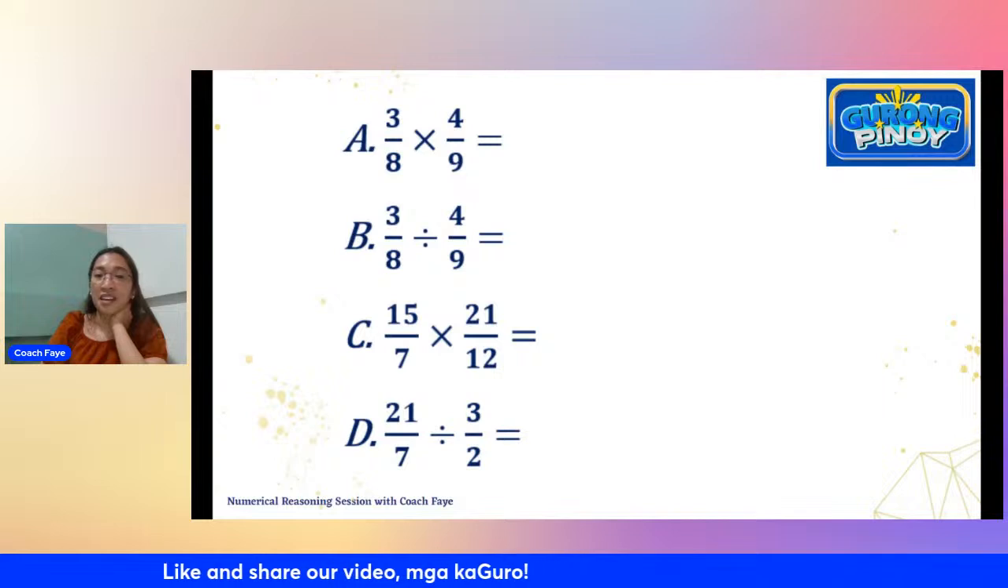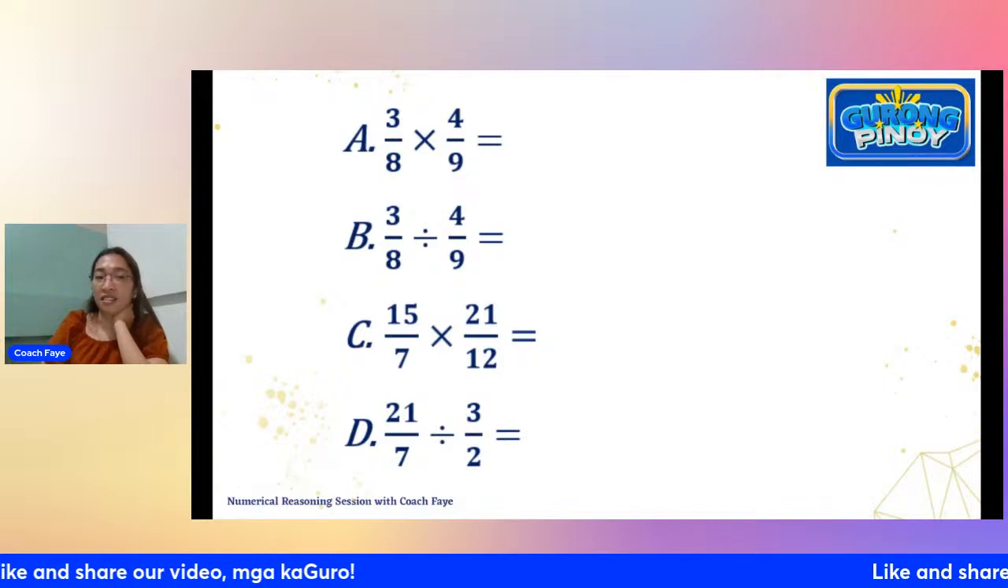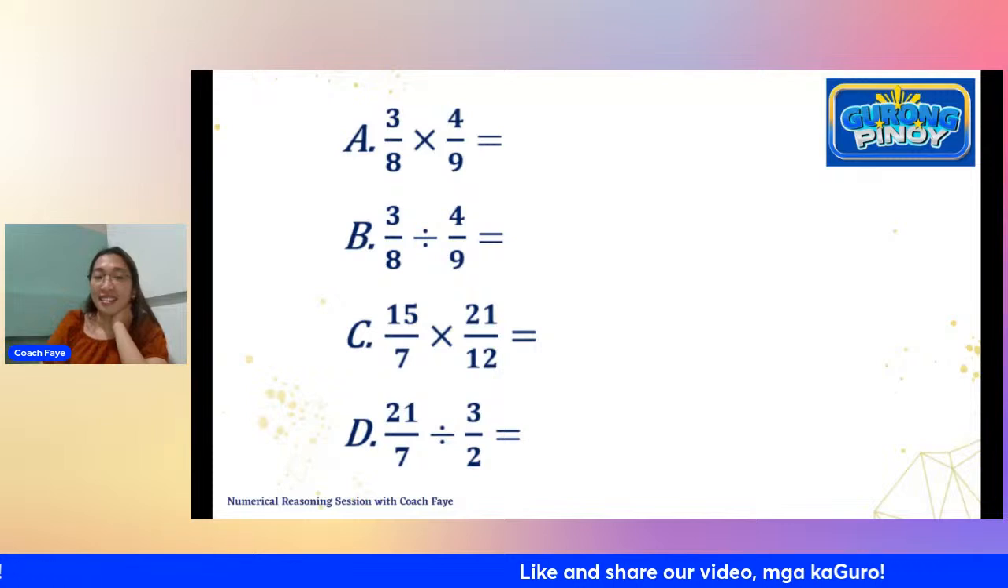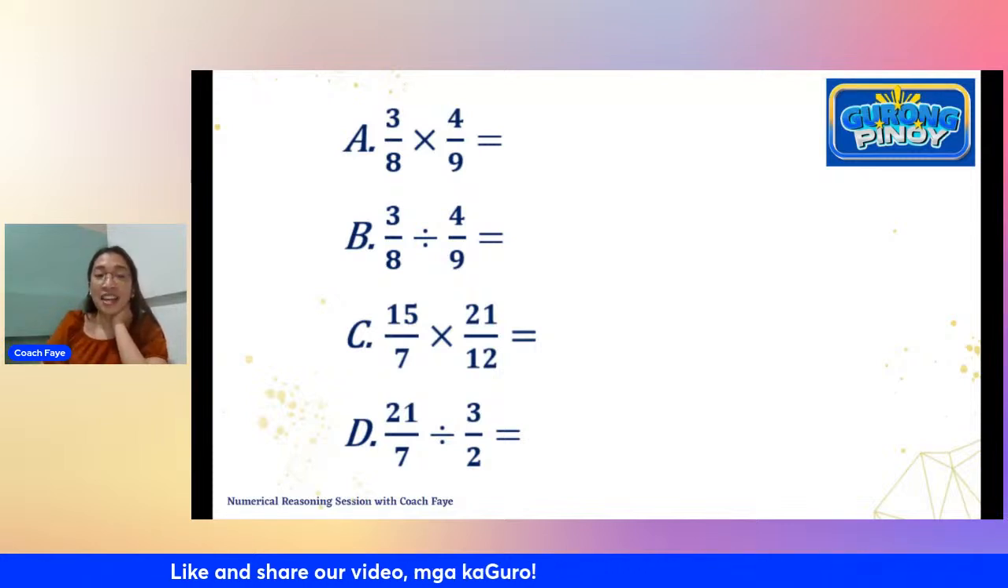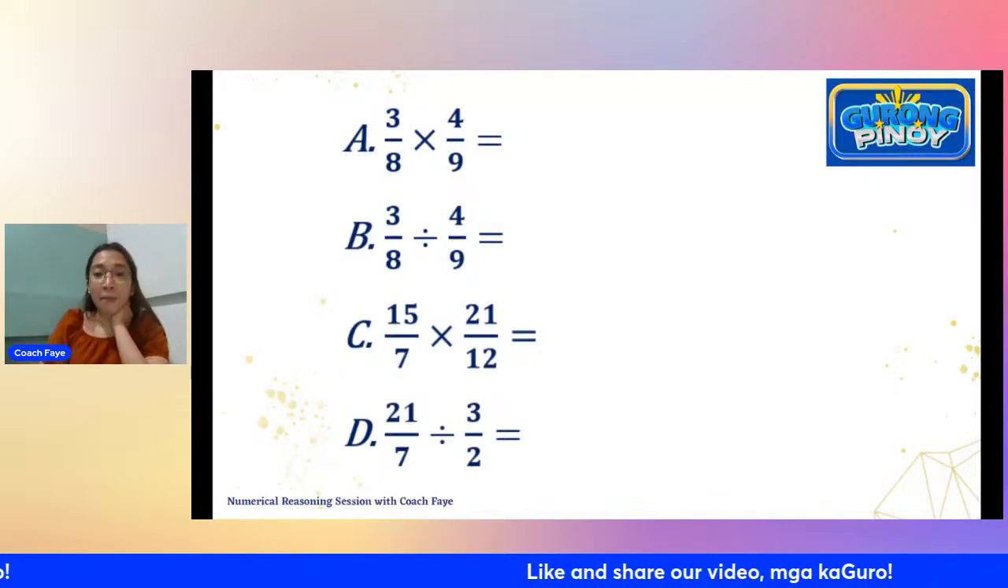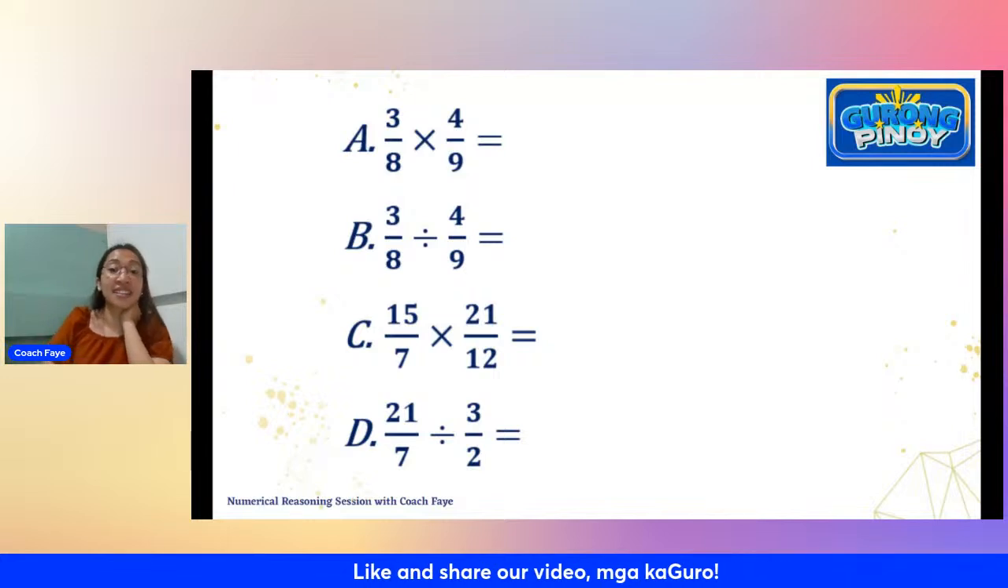Tama? So you would end up having what? So first cancellation mo, magka-cancel ka ng 7. So you would end up having 15 over 1 times 3 over 12. Pero pwede ka pang mag-cancel ng 3.